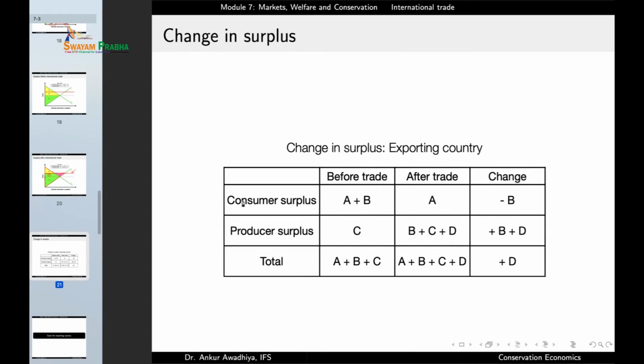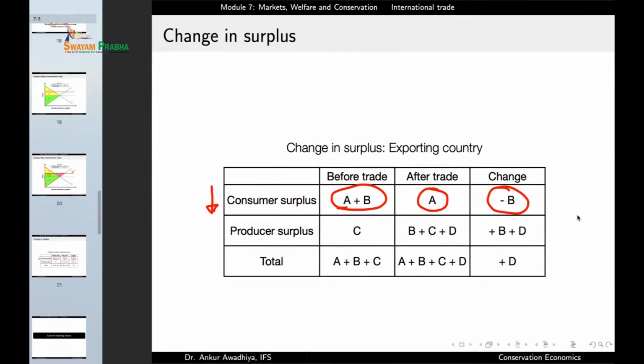Now, if we look at the consumer surplus, before trade it was A plus B, after trade it is only A. So there is a net change of minus B, which means that the consumer surplus reduces. So the result of the international trade is a reduction in the consumer surplus, and this reduction is happening because the domestic price levels have gone up. And as we had seen before, the consumer surplus is the difference between the value that the consumers put on the good and the price at which they are able to get it. If price increases, their surplus reduces.